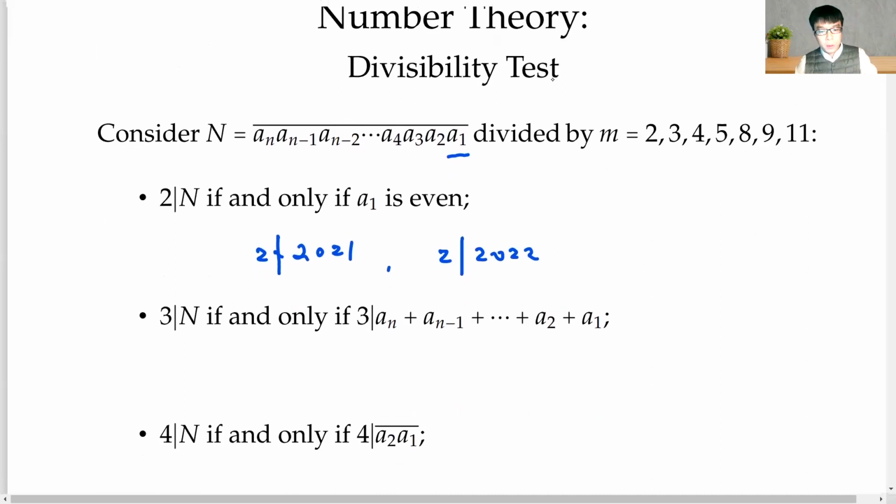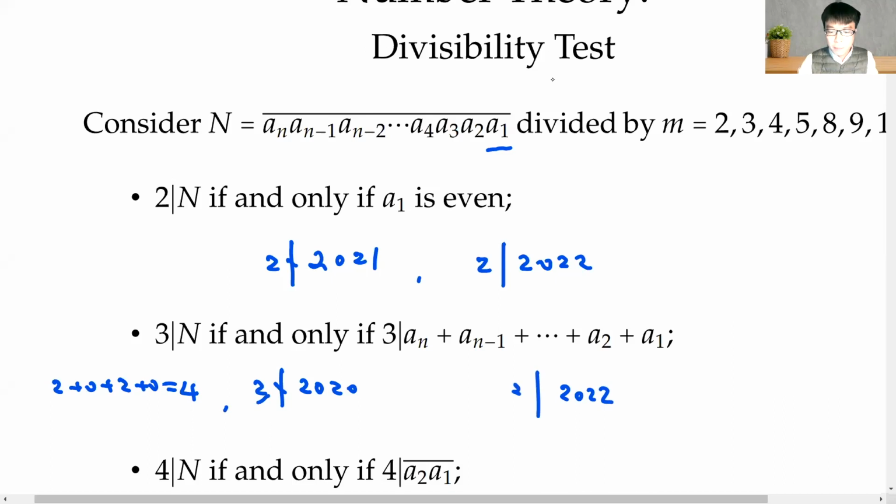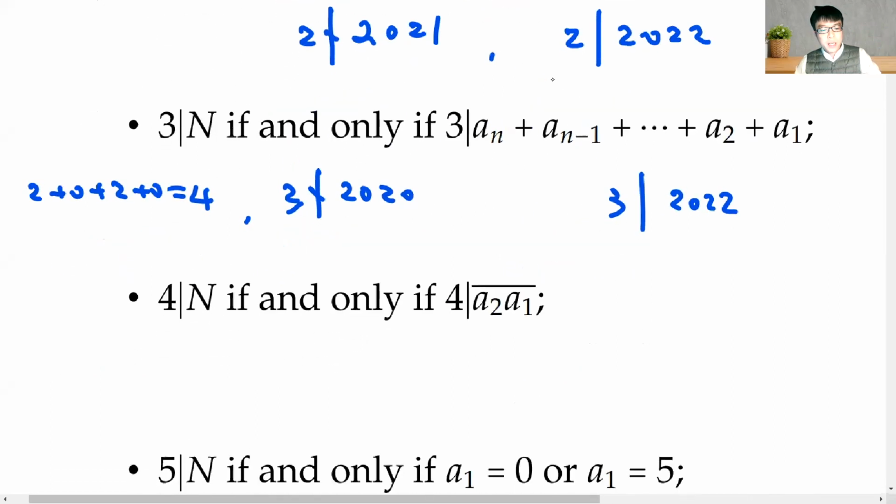And next, we consider divisibility test for 3. In order to see if it's divisible by 3, we just look at the sum of digits. For a very big number, we consider the sum of digits. For example, let me just take a not too big number, 2020. Here, 2020, there are 4 digits. The sum of digits is 4. 4 is not divisible by 3, so 2020 is not divisible by 3. Instead, if you consider 2022, this number is divisible by 3 because 2 plus 2 plus 2, that's 6, divisible by 3.